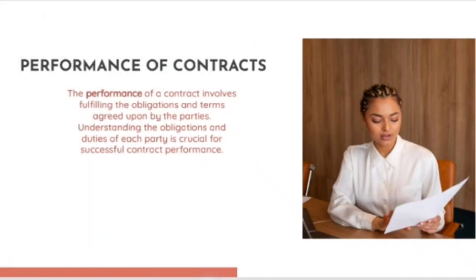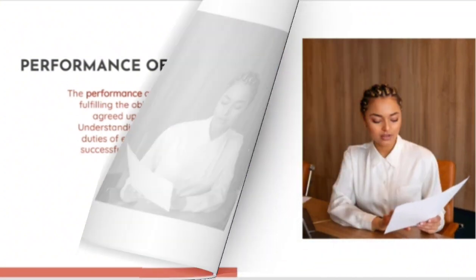Performance of contracts. The performance of a contract involves fulfilling the obligations and terms agreed upon by the parties. Understanding the obligations and duties of each party is crucial for successful contract performance. An example of a performance-based contract would be a road maintenance contractor that is paid for the result of his work. If a contractor is tasked to fill potholes, their contract might be based on performance. If no potholes remain, they have fully met the performance expectations, and payment will be made as per the contract.